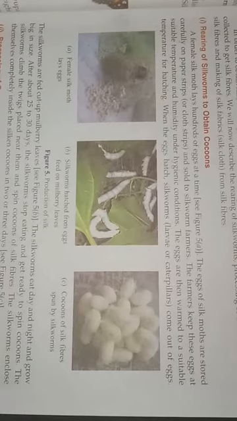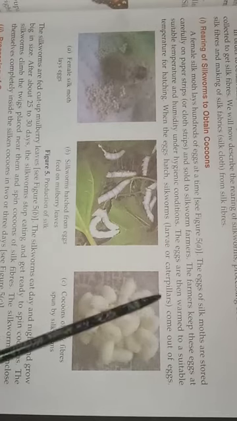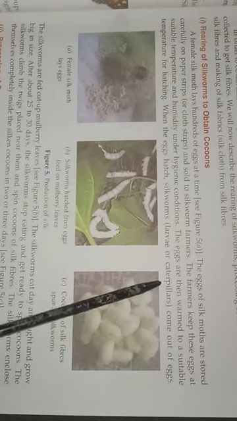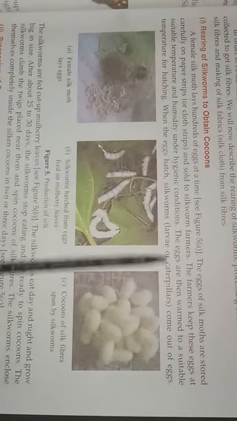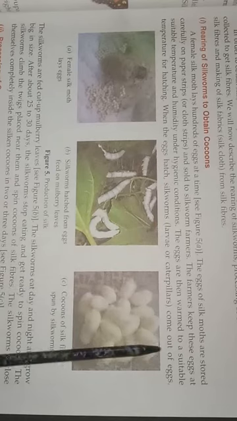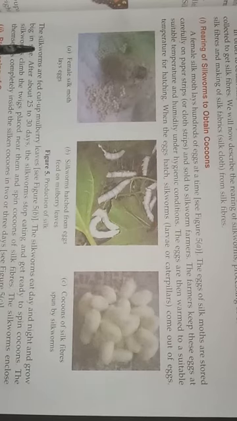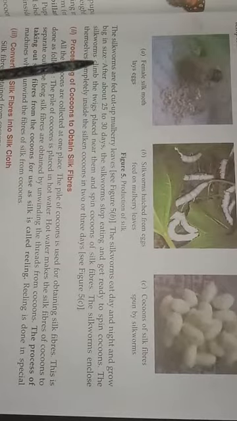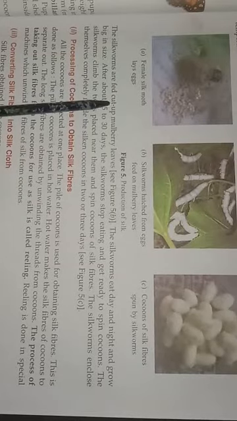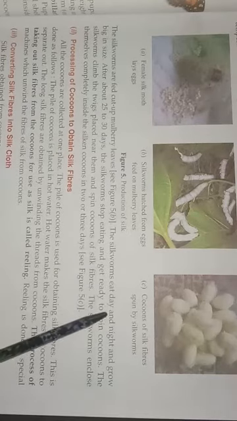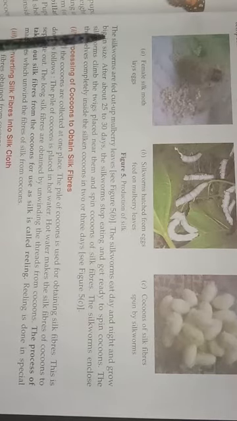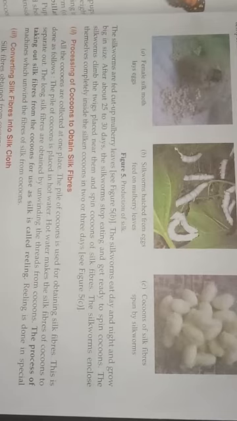When they hatch, they change into larvae or caterpillars. The larva or caterpillar comes out from the egg. The silkworms are fed cut up mulberry leaves. The silkworms eat day and night and grow big in size. They are provided mulberry leaves on which they feed the whole day and night to grow bigger in size.